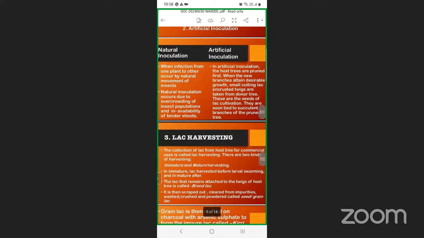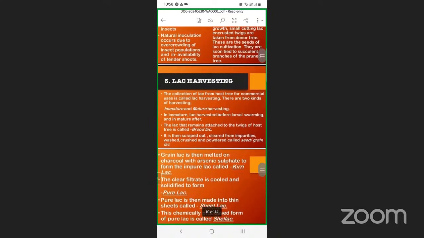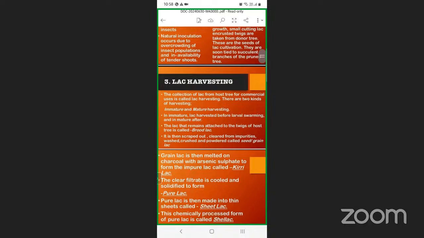The third step involved is the collection of lac from the host tree for commercial uses, which is called lac harvesting. There are two kinds of harvesting: immature and mature harvesting. In immature harvesting, lac is harvested before the larval swarming, and in mature harvesting it takes place at the mature stage only.